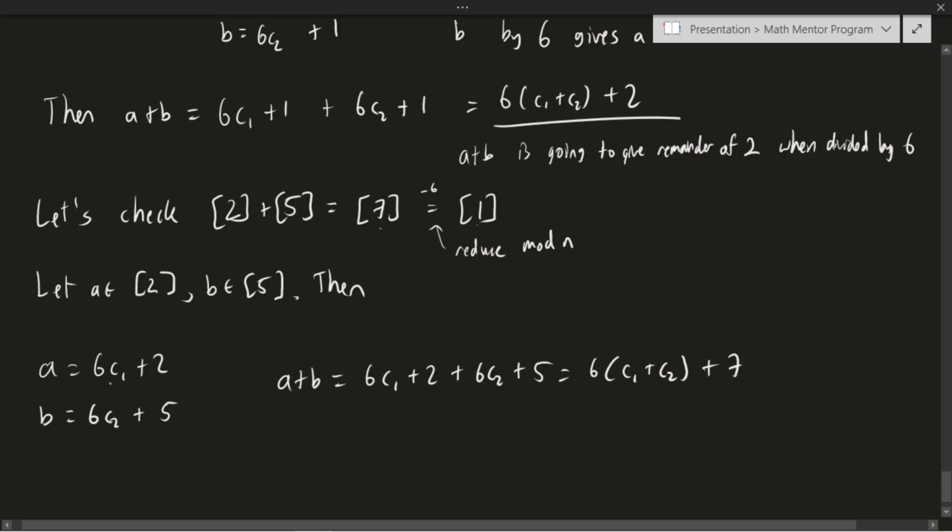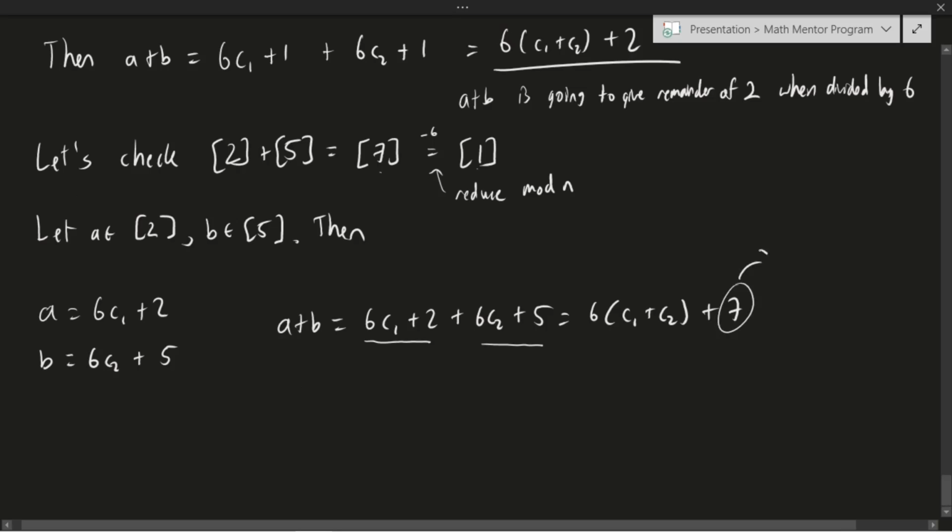Okay, so now doing the same trick, let A be in the class of 2 and B be in the class of 5. Then we write A and B in the same way, and then we do the addition, right? So if we add A and B together, I get 6c1 plus 2, and then 6c2 plus 5. And then I can group the c1 and c2 together under the 6 using factoring, and then I'm left with a 7. Remember, we have to reduce this mod n, so this is not a remainder. So we have to keep removing multiples of 6 until we end up with one.